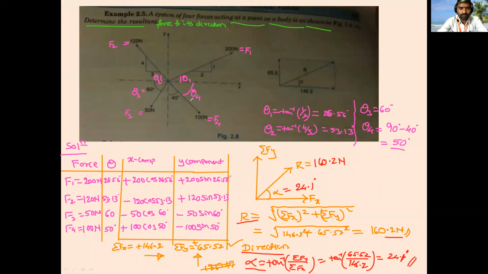Okay. See, in this problem, what has he given? He has given the system of forces. How many forces has he given? He is asking for the resultant force and its direction. So I will mark all these forces. In this problem, he has given only 4 forces.